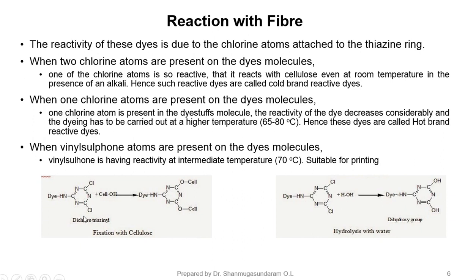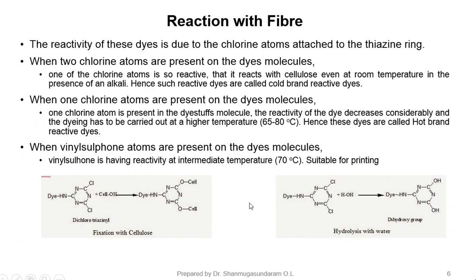Please look at the figure showing how the fixation takes place, or how the reactions take place between the dye and the fiber in the presence of an alkali. Please look at the chemical structure. This is a dichlorotriazine dye. It reacts with the cellulose molecule in the presence of an alkali.